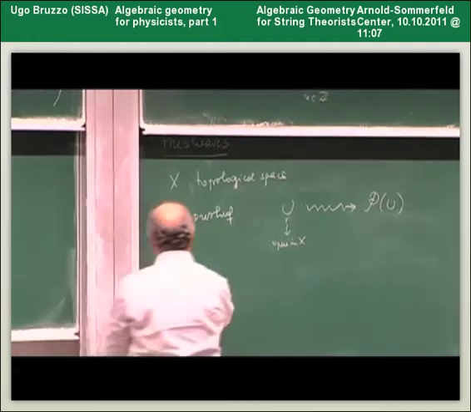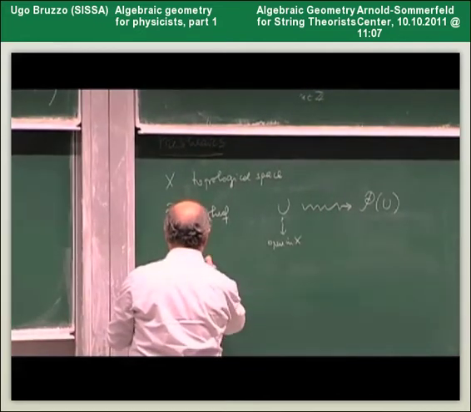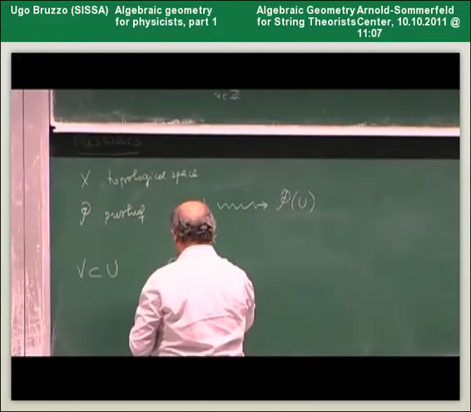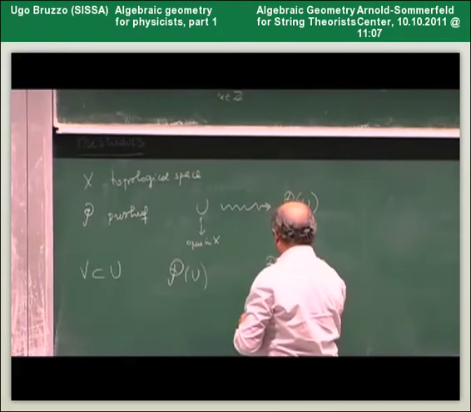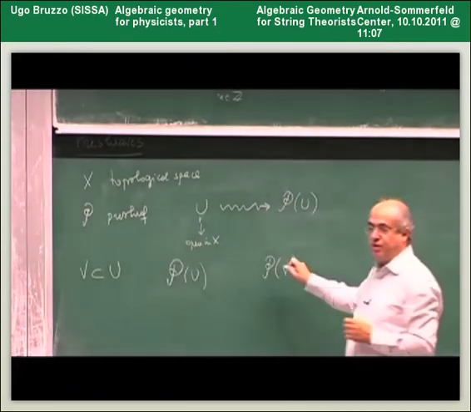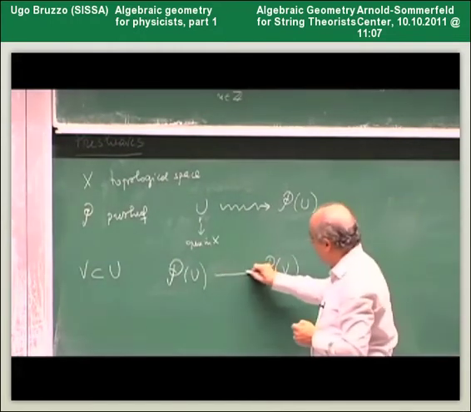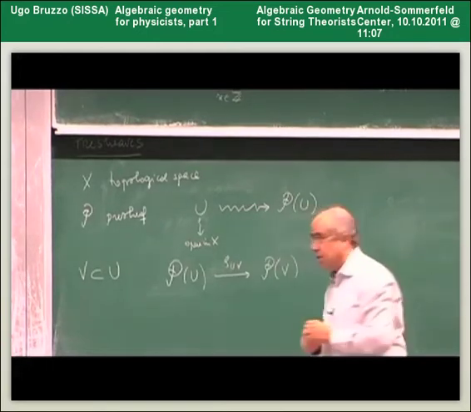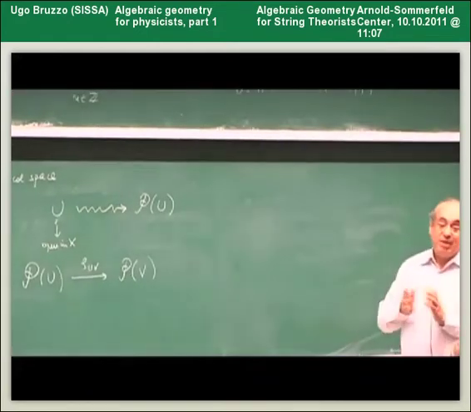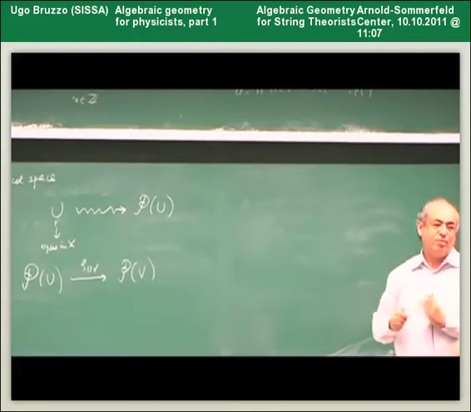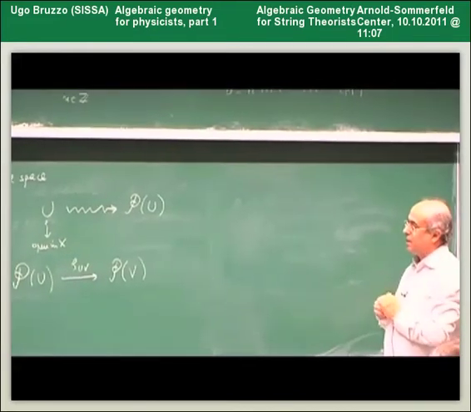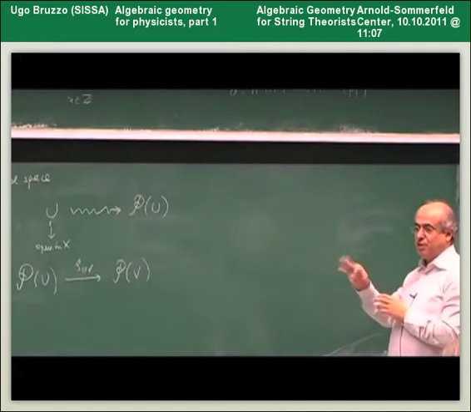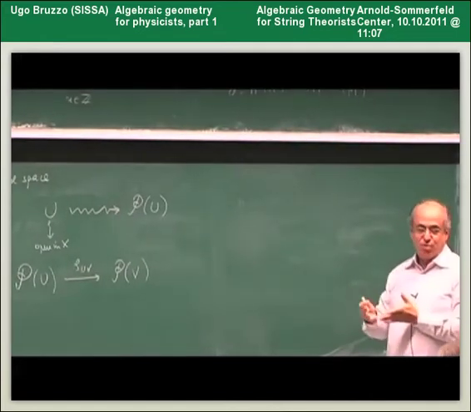So in other terms, whenever we have an open set which sits inside another, therefore we have the group P of U and the group P of V, we want that there is a morphism between the two that we call, for the moment, rho UV, which is called the restriction morphism. At the moment, this is just a name. Of course, in the example that we are going to make in a moment, this will be a true restriction morphism.